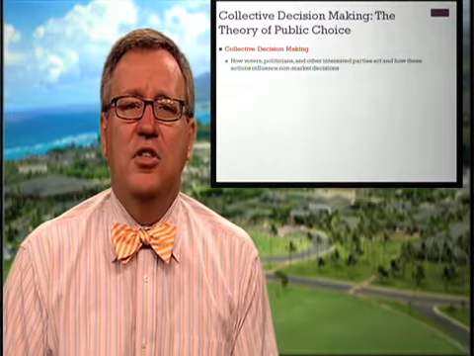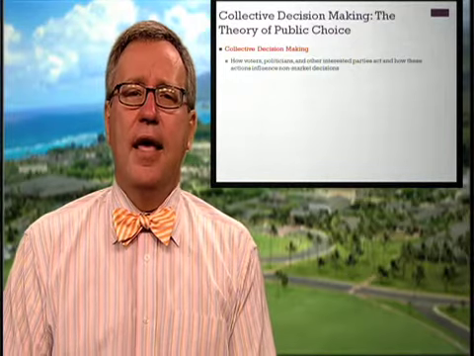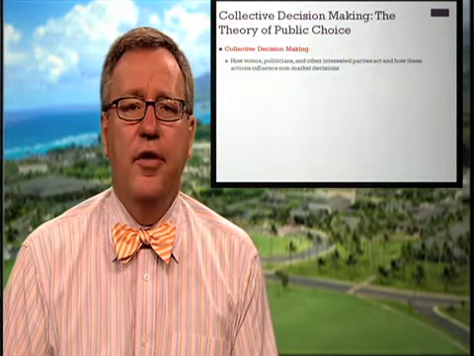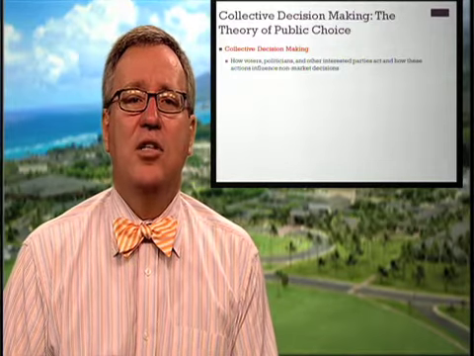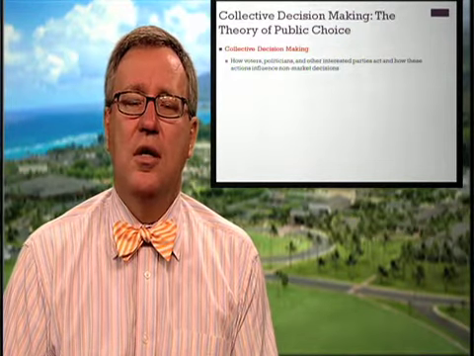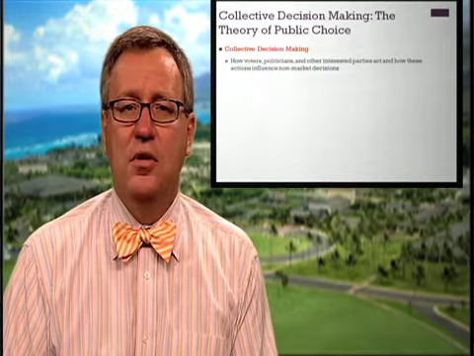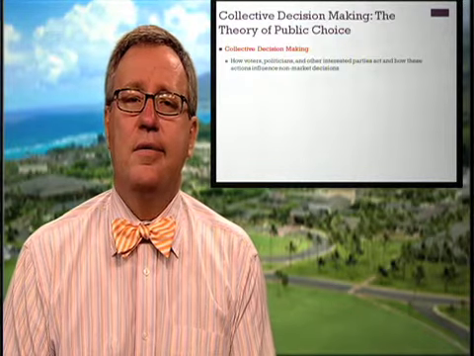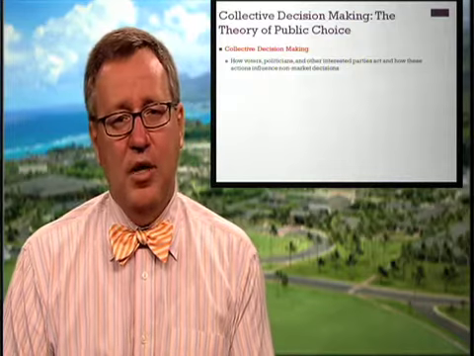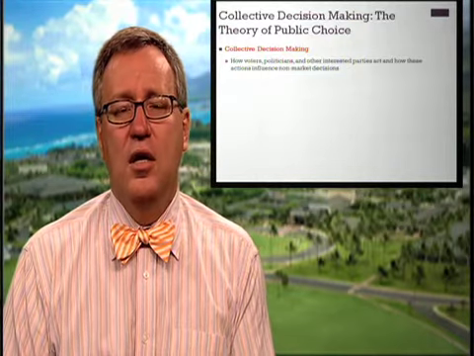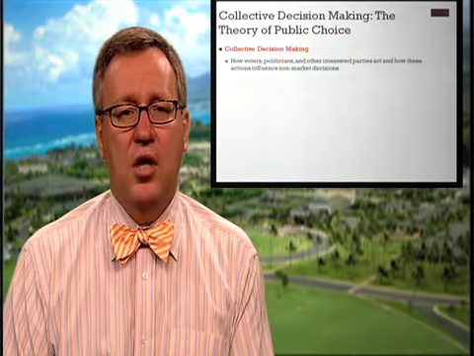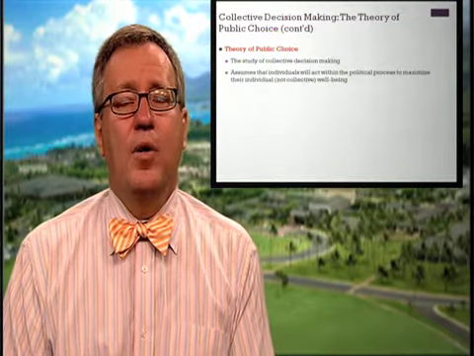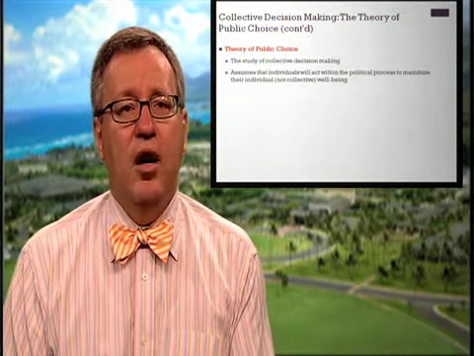This idea called collective decision making. What is that? It sounds and feels like the market. It's how voters, politicians, and other interested parties act, and how these actions influence non-market decisions. So collective decision making is how we vote. And in general, we assume that we have similar ideas that we do in the market. You know, the rational decision making paradigm that we talked about from the market is that people won't make decisions that will make themselves worse off. We assume that our voting decisions do the same thing, that we always will vote in a way that will make us better off.